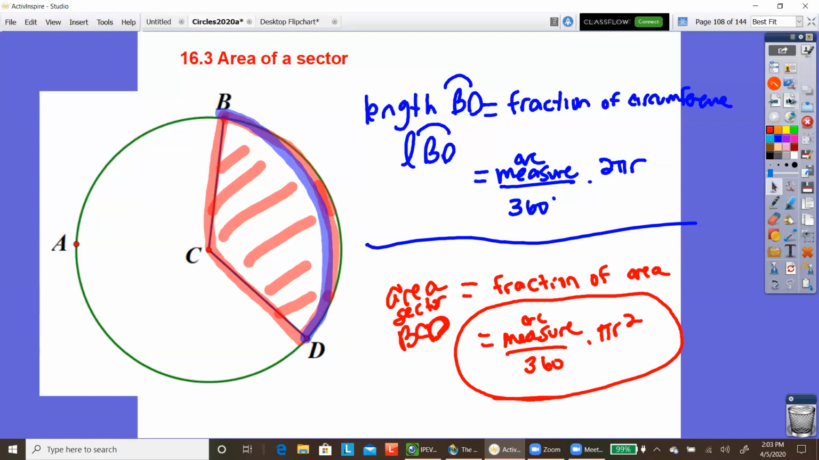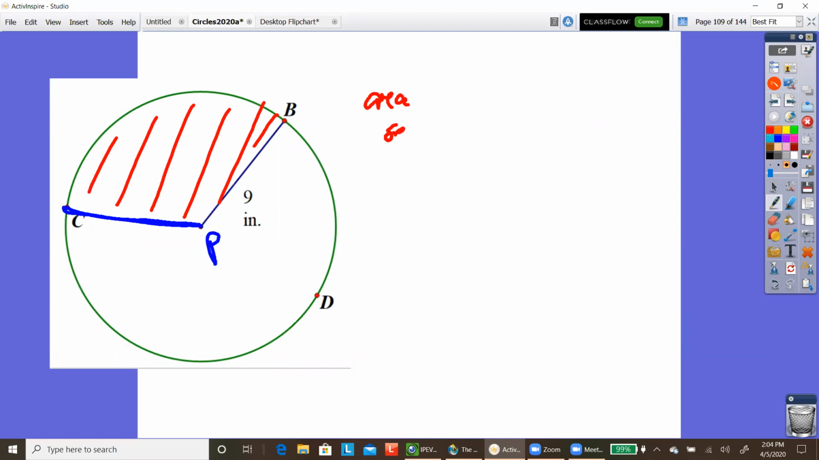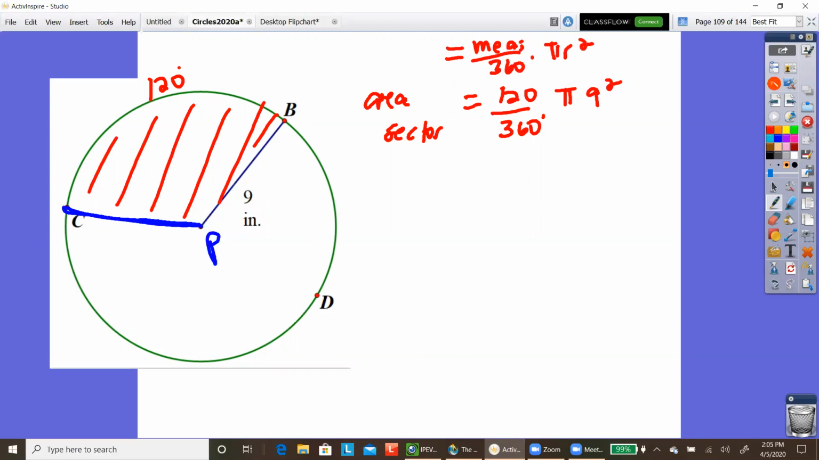Okay, so let's go ahead and do some practice problems. So let's do, say, this one. If I ask you to get the area of this sector in red, it's going to be the measure. Oops, I forgot to give you the measure. My apologies. Okay, so it's going to be the measure over 360 multiplied by pi times radius squared. Again, always write the formula first. The measure over 360 pi times radius squared.